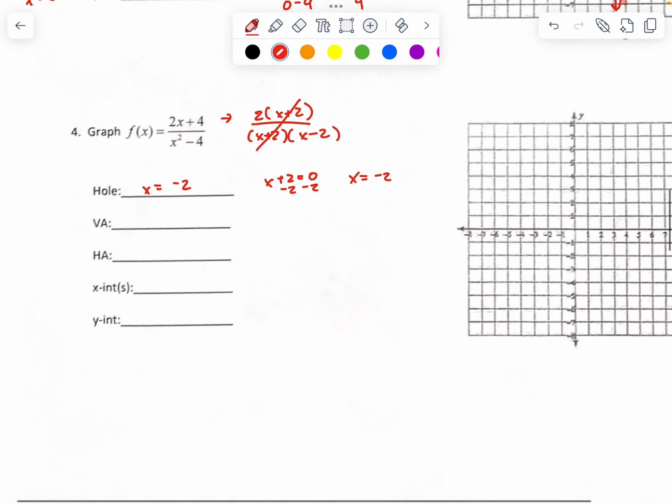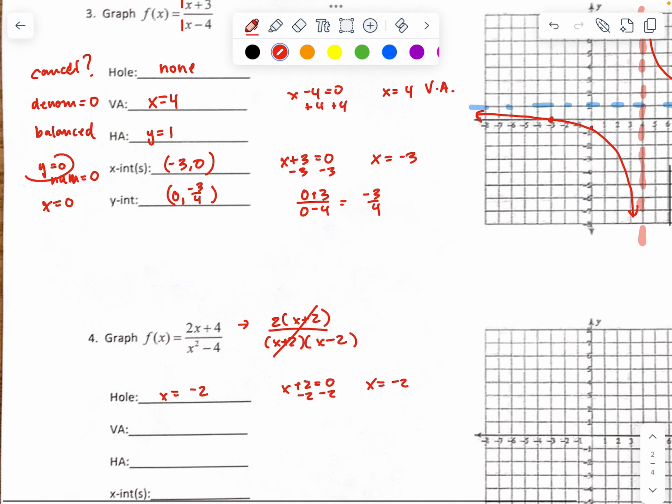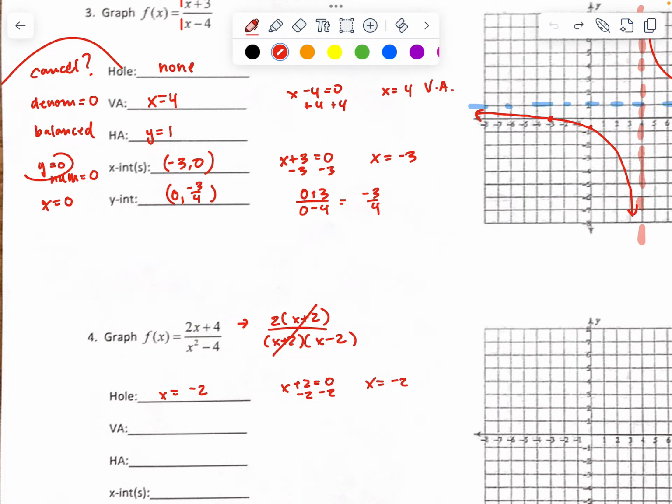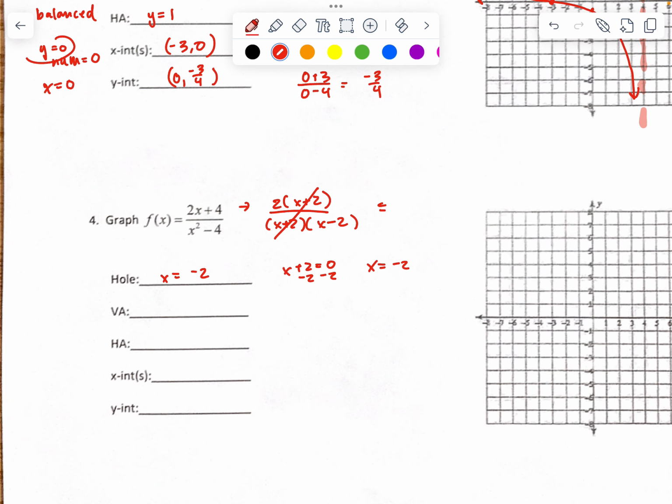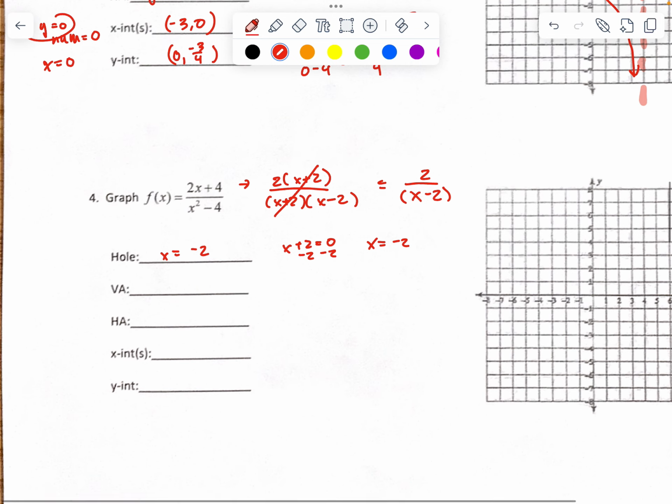Okay, vertical asymptote occurs once again, hopefully if you want to use this little key, where the denominator is equal to 0 in the most simplified form. So if we simplified this completely, this would be 2 over x minus 2. So denominator is equal to 0 means x minus 2 is equal to 0. Add 2. And then we get x is equal to 2.